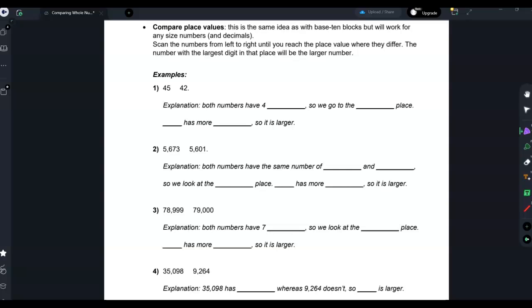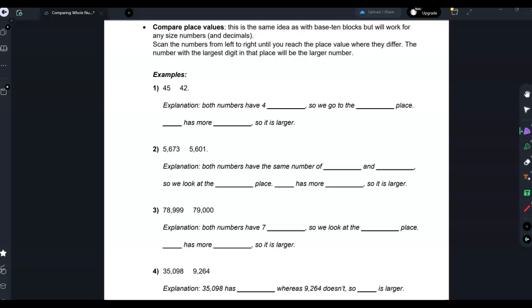So we're going to continue to compare numbers, but we're going to just compare using the place values. This is the same idea as with the base 10 blocks, but this works for any size number, whereas if you're using the base 10 blocks, you're pretty much limited to thousands, right? Because we only have the units, rods, flats, and big cubes, so we can't go beyond 4 digits. So we could use this method for even bigger numbers or also for decimals, right? And the idea is the same though.